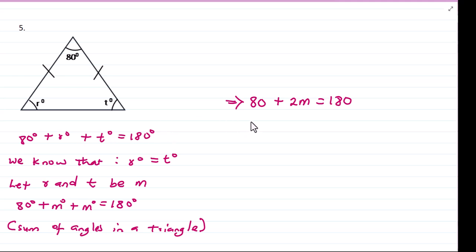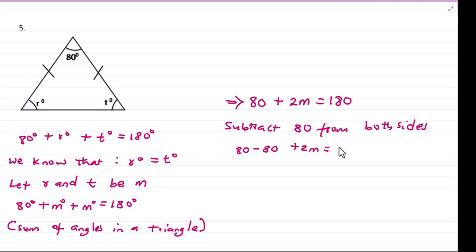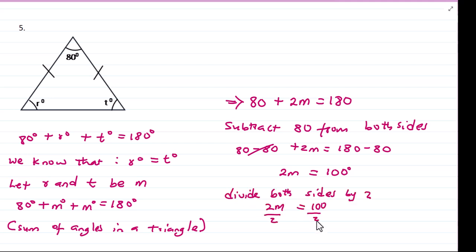So from this very point, you can collect like terms, which simply means subtracting 80 from both sides. So that will have 80 minus 80 plus 2m is equal to 180 minus 80. So the 80s cancel out, and then we'll have 2m is equal to 180 minus 80 is 100 degrees. So doing that, what's the next step? Since we have a coefficient with our variable, we can divide both sides by 2. The 2s here cancel out, and then m is equal to 50 degrees.